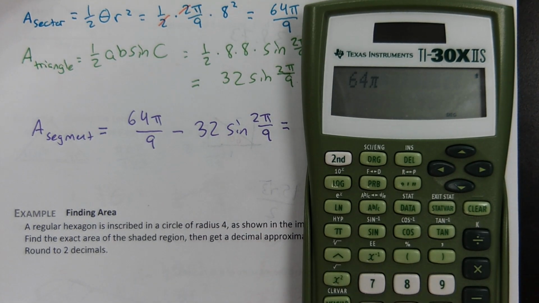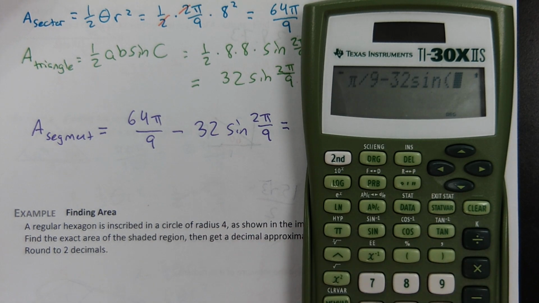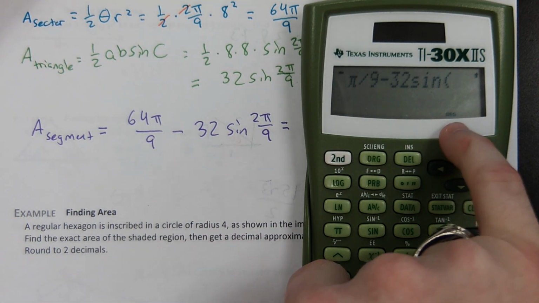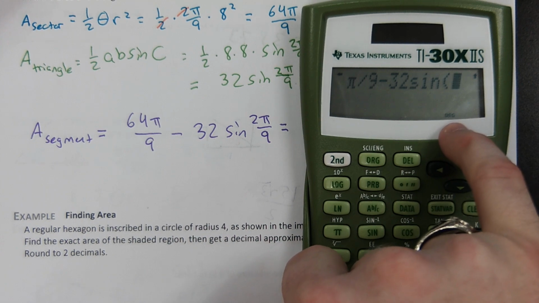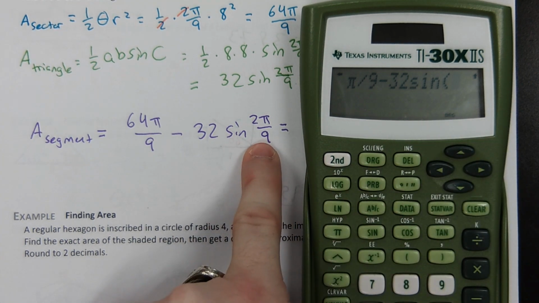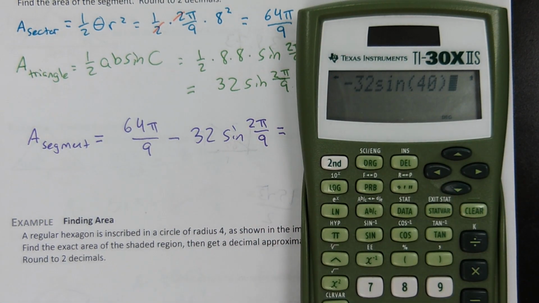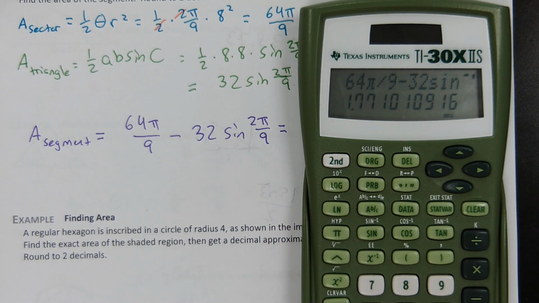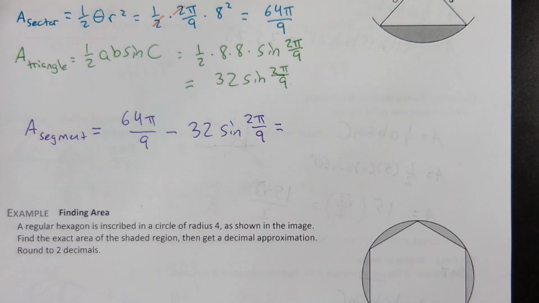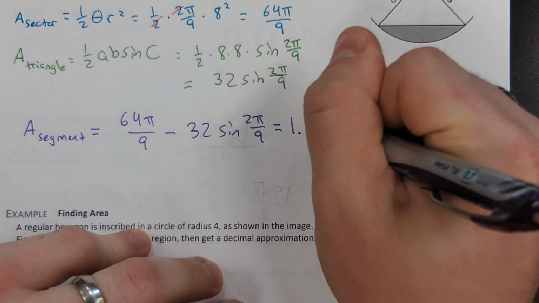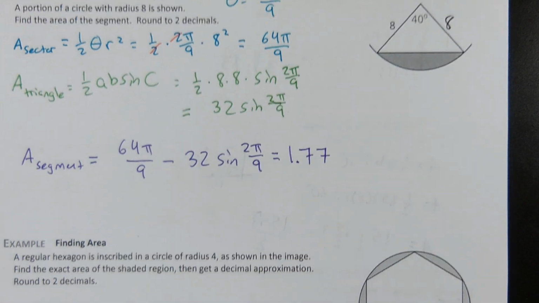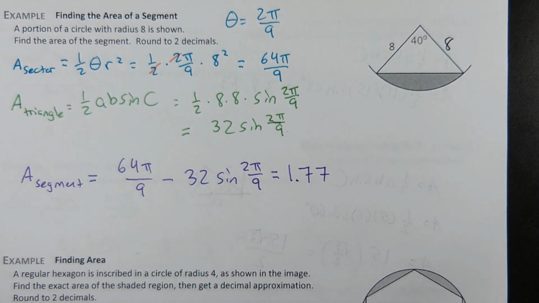64 pi divided by 9 minus 32 sine of, my calculator is still in degree mode. I'm just going to type 40 degrees if you don't mind, because I'm in degree mode. I mean, I could put it in radian mode and then type 2 pi over 9, but why bother? And I'm going to hit equals. 1.77. That is a very small area, and that shouldn't be surprising. The triangle takes up most of the area of the sector.